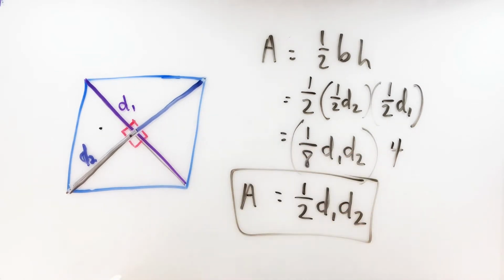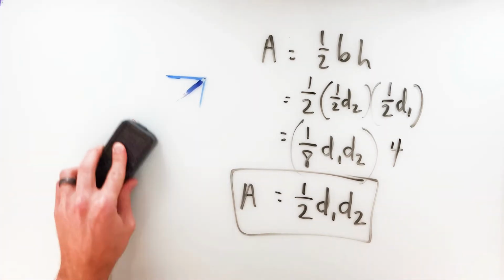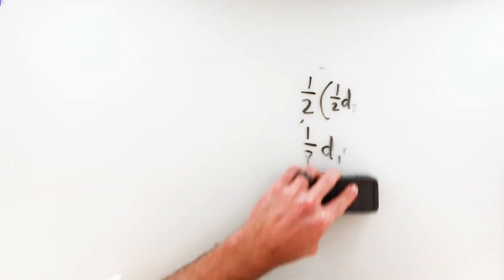There you go. Okay, so the area formula for any rhombus is 1/2 d1 d2, where d again stands for the diagonal. Diagonal 1 times diagonal 2. Now, the same idea also works for a kite. We're going to do the same thing. It's a little bit different, but still utilizing that triangle property.